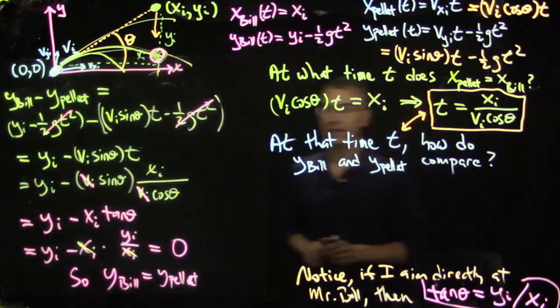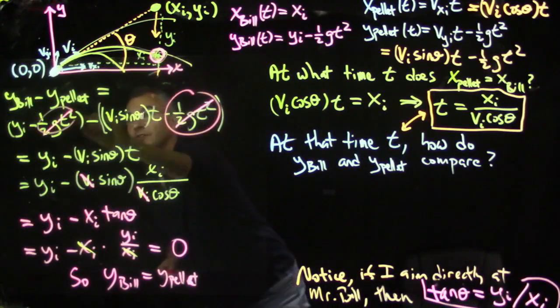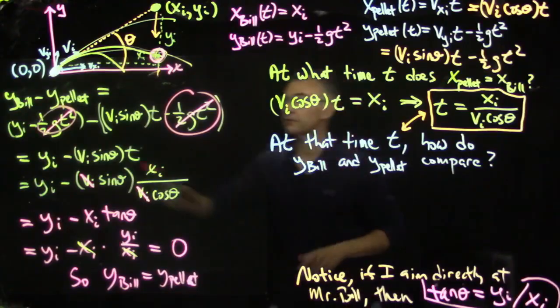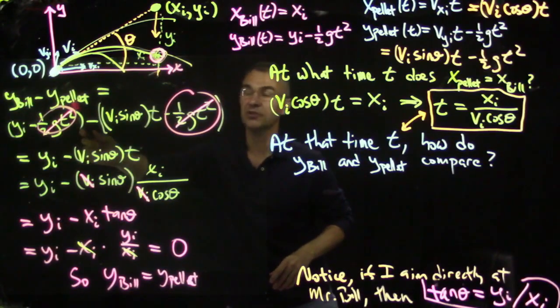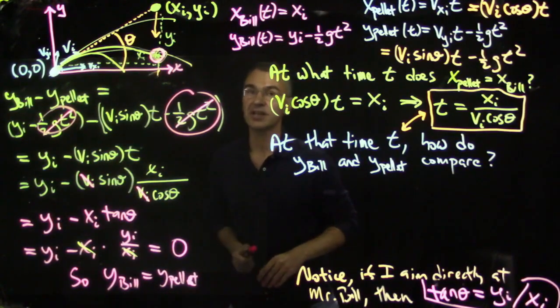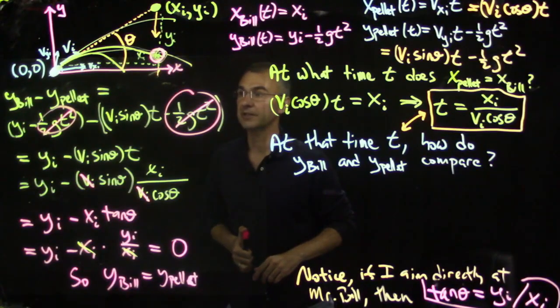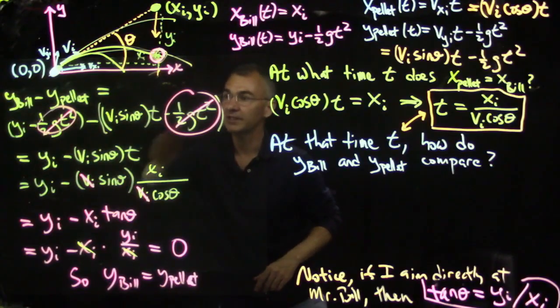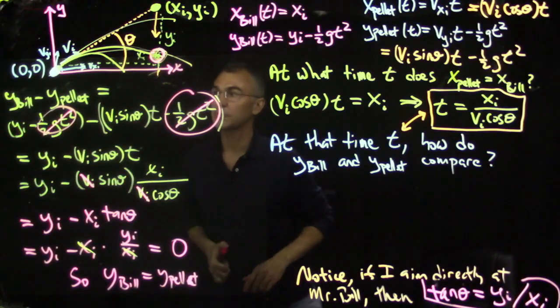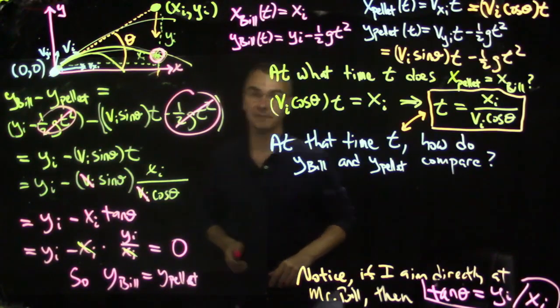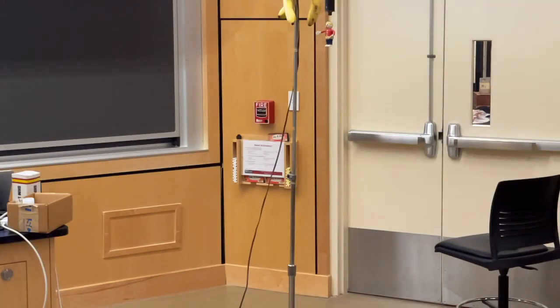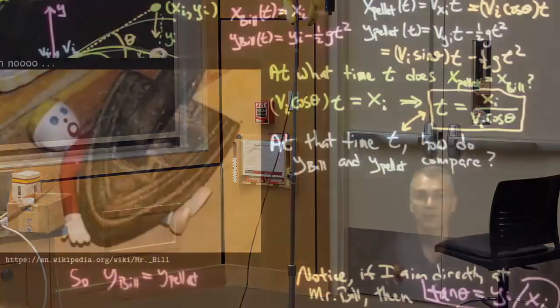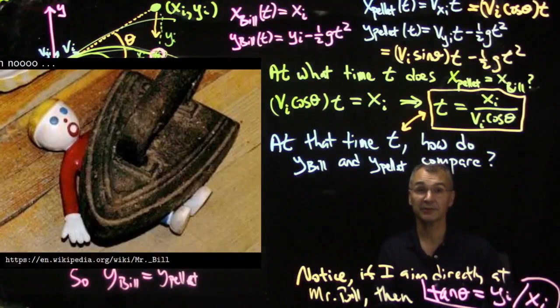You can see directly how that works out because this 1/2 gt squared term is the same for the vertical position of Mr. Bill and the vertical position of the pellet, and that does indeed just cancel out because gravity affects the vertical motion of Mr. Bill and the vertical motion of the pellet in the same way. So we really are left with the same result we would get if there were no gravity, if g were 0, and if we just aimed directly at Mr. Bill and went in a straight line. Oh no, it is a direct hit on Mr. Bill.